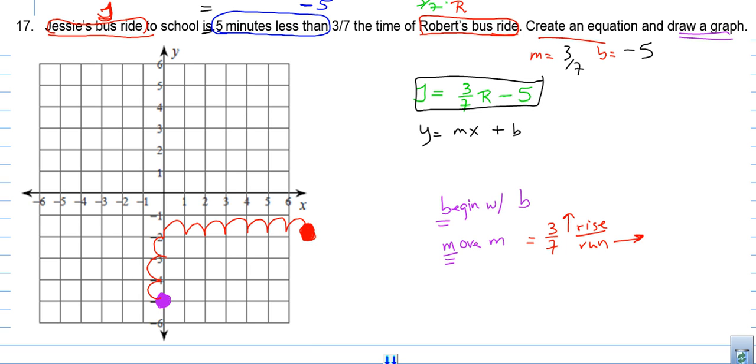Okay? And now I'm going to connect the lines. Make sure I got all that. Connect our dots. Boom. There is our line.